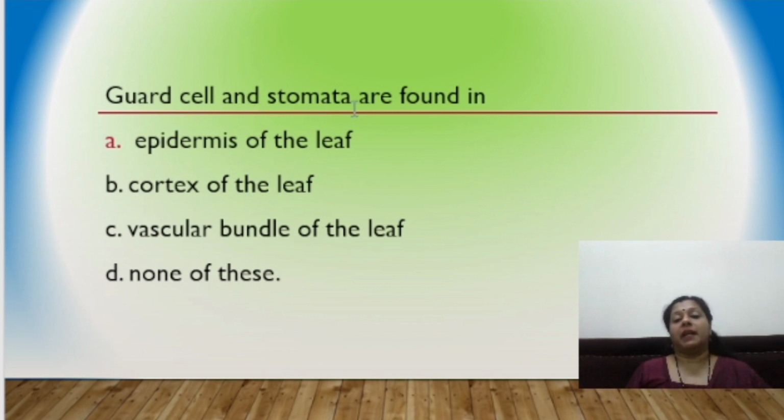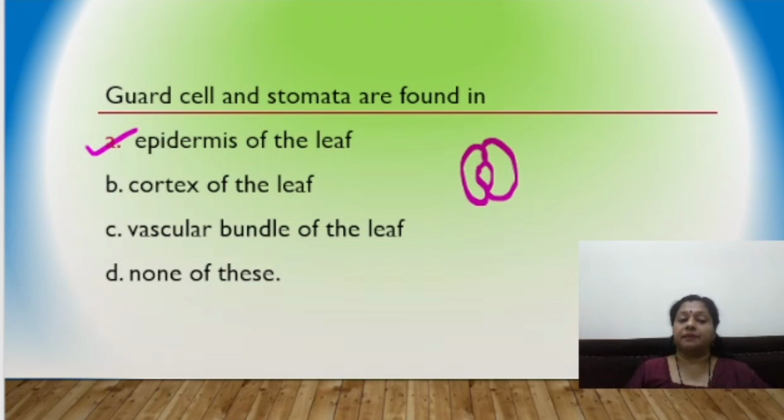Guard cell and stomata are found in, because stomata means the stomatal aperture. It is supported by two kidney-shaped cells called guard cells. So where are they found? They are found in the epidermis of leaf.